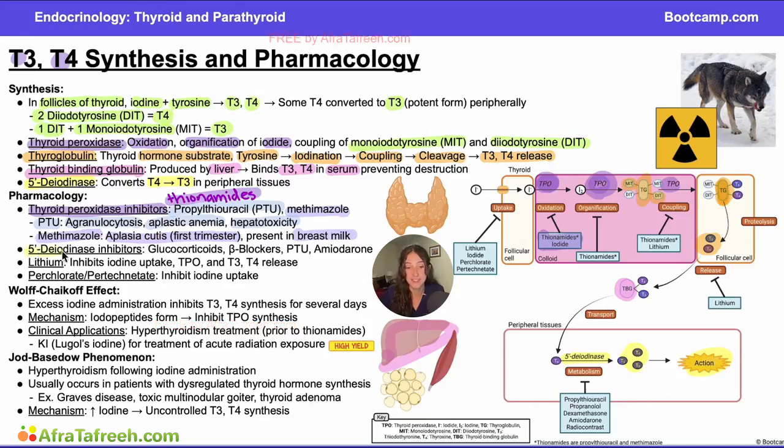Our second class of drugs here are going to be 5' deiodinase inhibitors. Remember, 5' deiodinase acts peripherally to convert T4 to T3. And notably here, propylthiouracil is also active at this step.